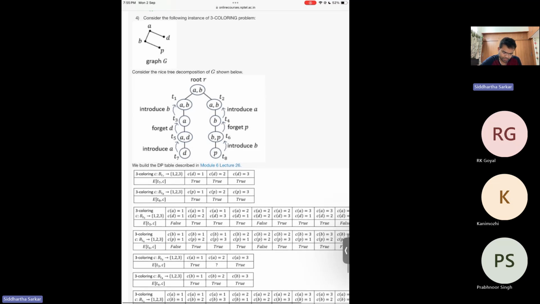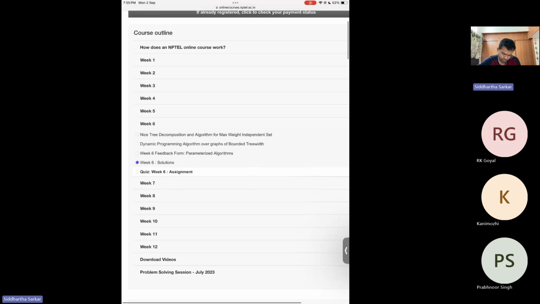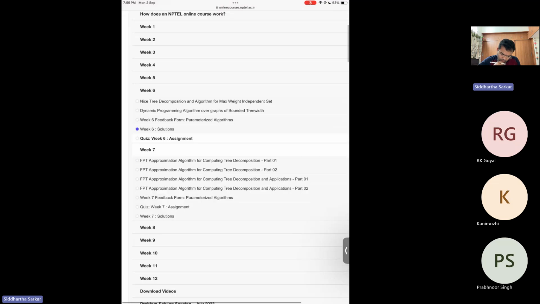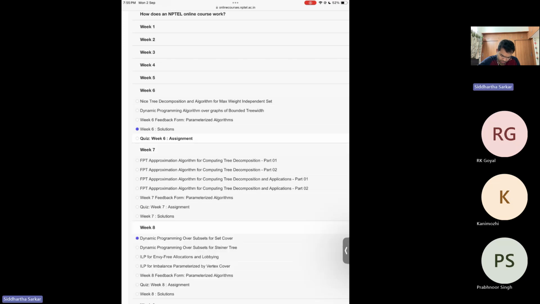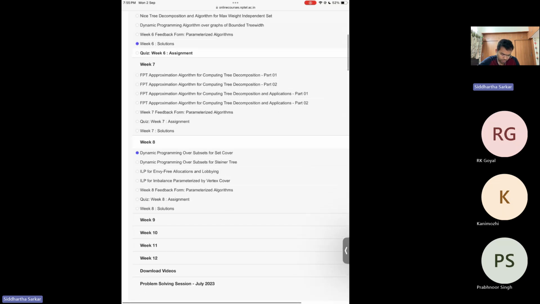Okay, so I think we are towards the end of today's session. Next class, we will discuss these questions. Again, some tree decomposition and application of tree decomposition. So we will see more of tree decomposition and how it helps us design FPT algorithms. Then there is some integer linear program stuff and other things. We are halfway through the course.